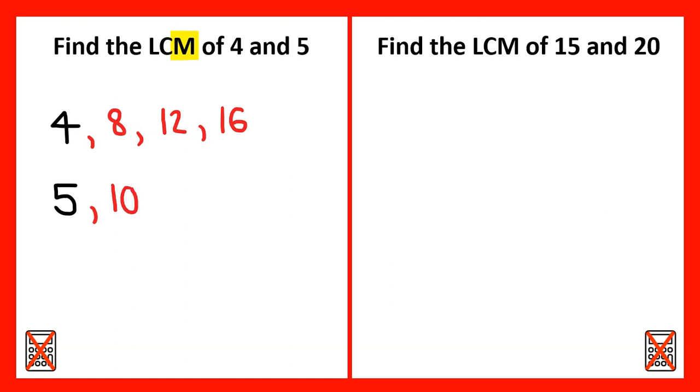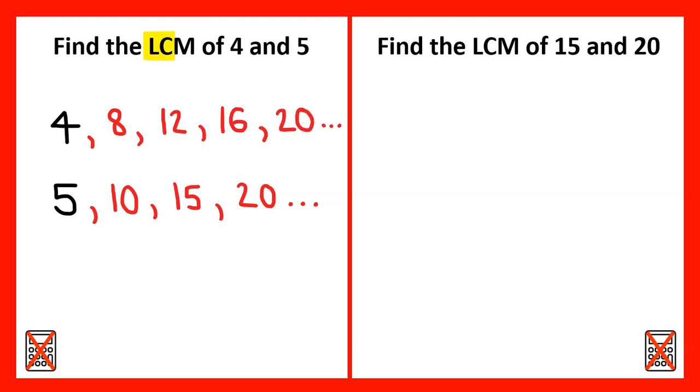5 times 2 is 10. The next multiple would be 15, followed by 20. Now that we have some of the multiples listed, we need to find the one that's the lowest common one between the two of them. You can see we don't have any common multiples listed at the moment, which means I'll need to continue with my lists. Carrying on from 16, my next multiple would be 20.